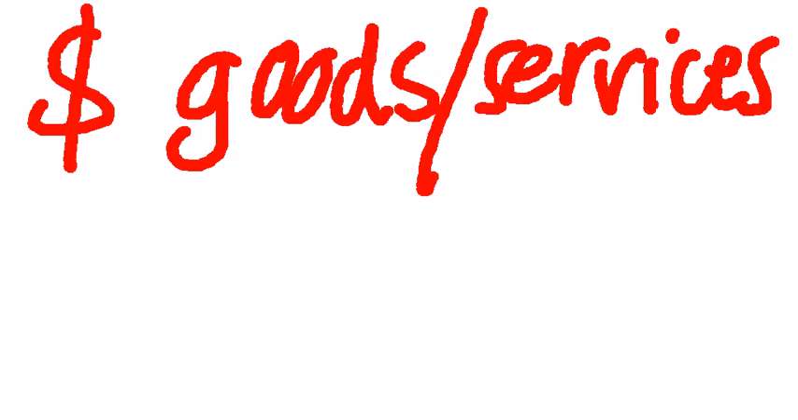Alright, so today we're going to be talking about gross domestic product, also known as GDP. The GDP is one of the primary indicators used to gauge the health of a country's economy. It represents the total dollar value of all the goods and services produced over a specific time period. You can think about it as the size of the economy.